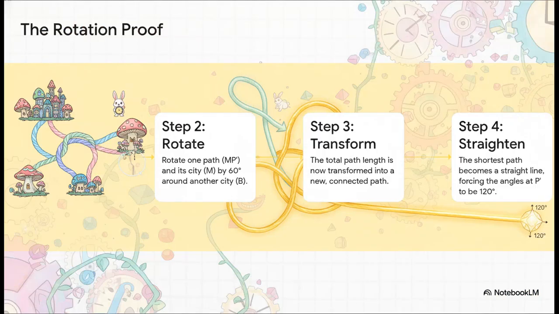So here's the basic game plan for the proof. We start with our 3 separate cable lengths. Then, we do something that seems a little random at first. We're going to rotate one of those lengths by exactly 60 degrees. But as you're about to see, this clever move transforms our 3 separate paths into one single continuous path. And from there, it's all about making that one path a straight line.